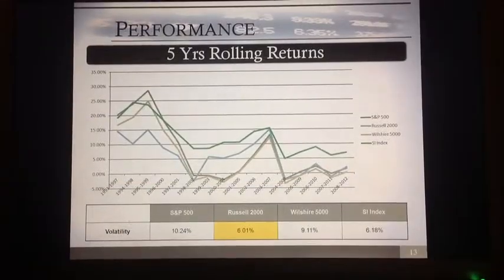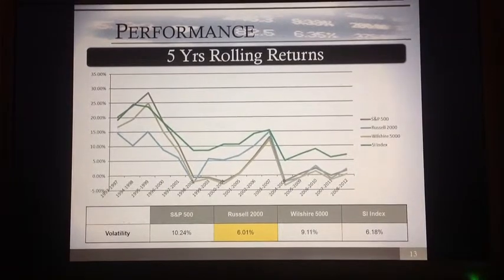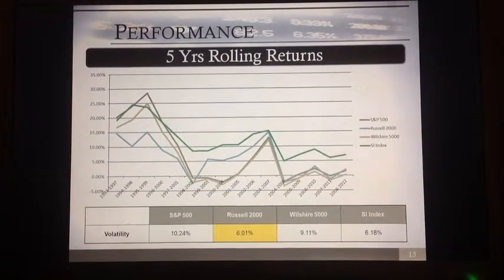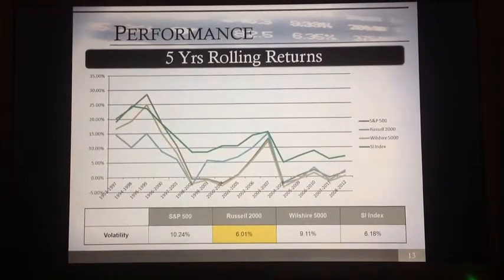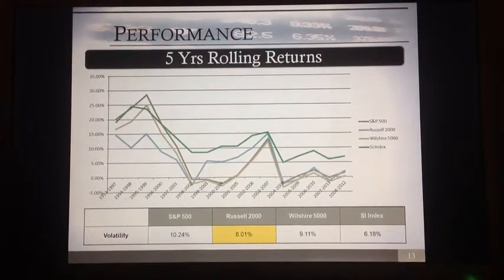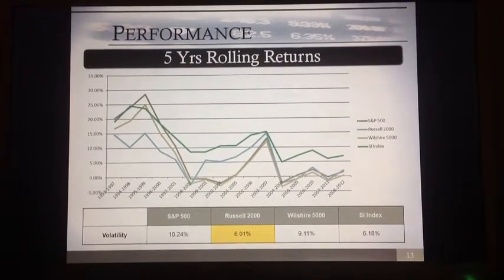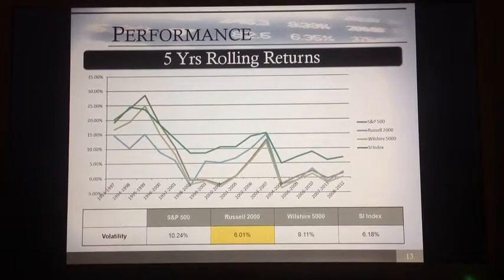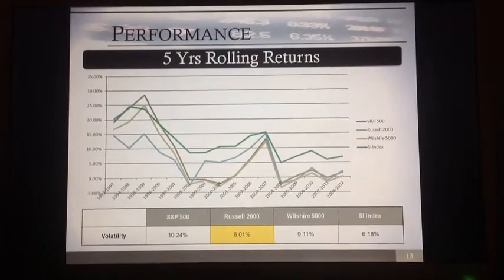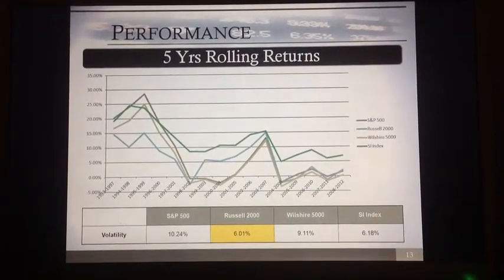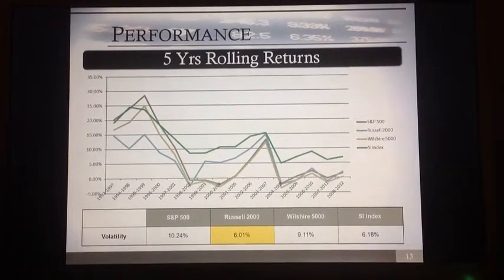So when we look at the 5-year rolling returns comparison between the four indexes, we can see that before 2000, the SI index did not outperform the market index, but after that, it outperformed the market index. Surprisingly, the Russell 2000 has the lowest volatility in terms of the 5 years rolling return.